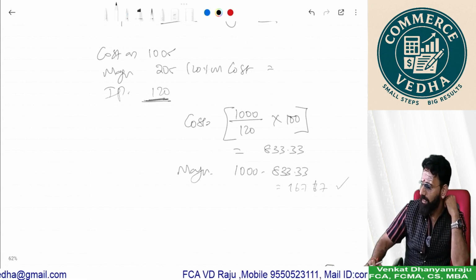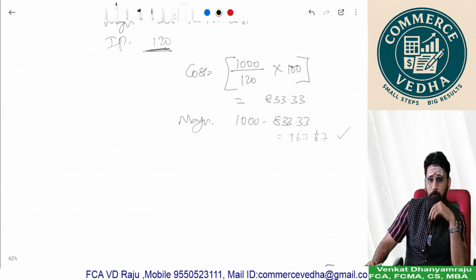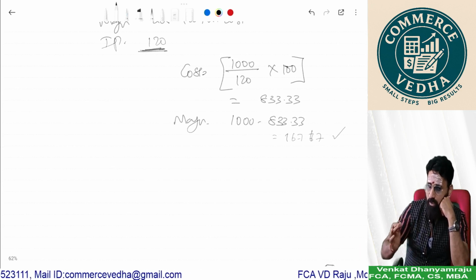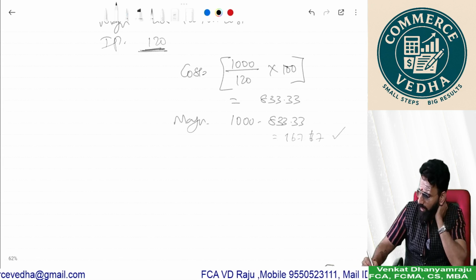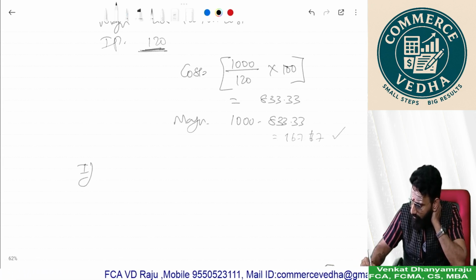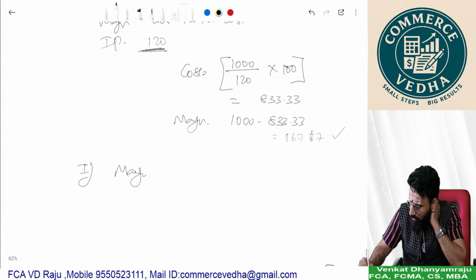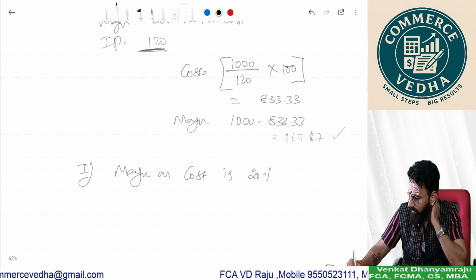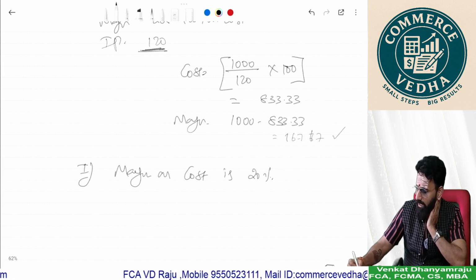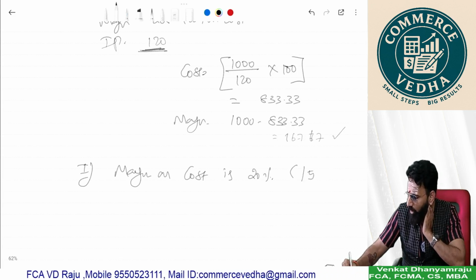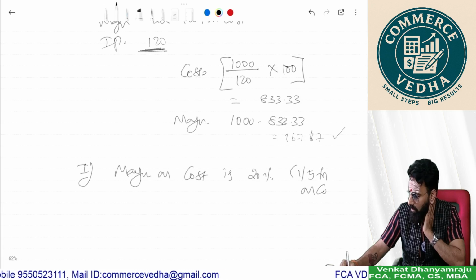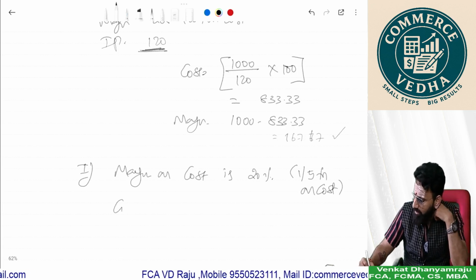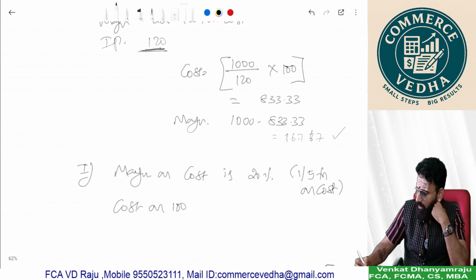So there are so many things we can do, but there is a logic here. What is that logic? Now I will be doing a simple way. If margin on cost is 20%, it means what? It is 1/5 on cost. It is 1/5 on cost and assume cost as 100. So what is your margin?